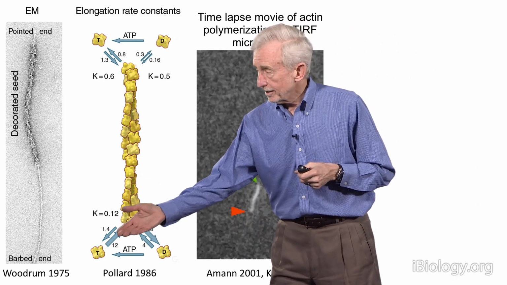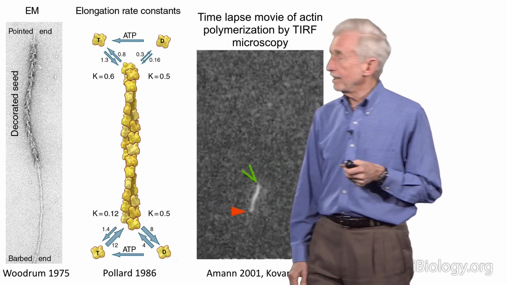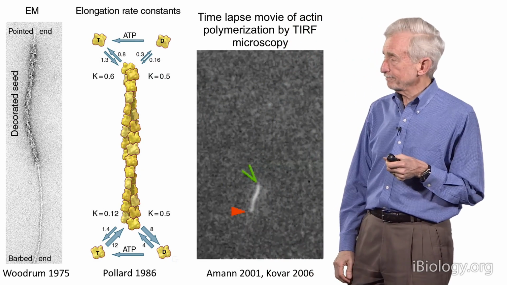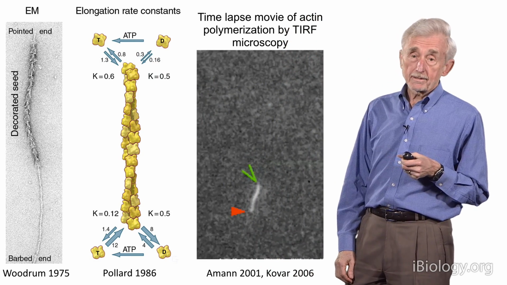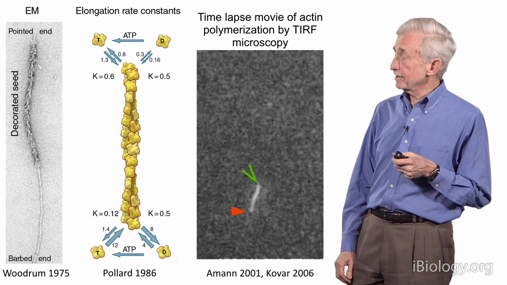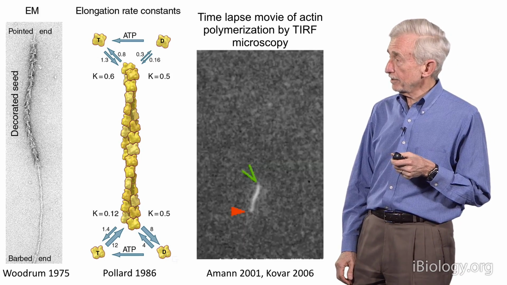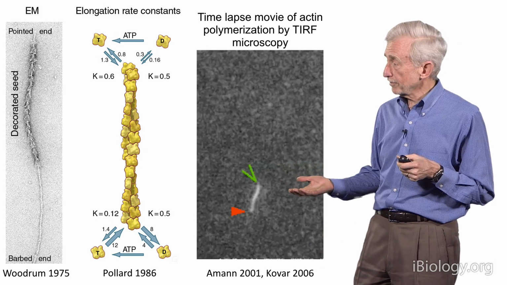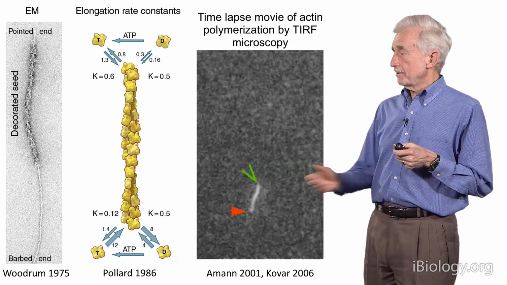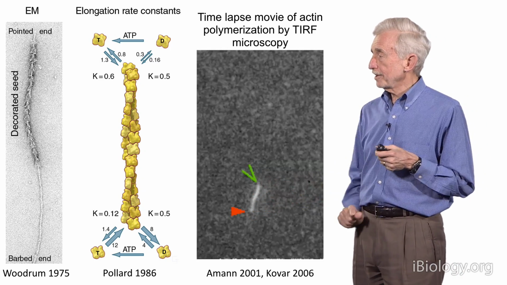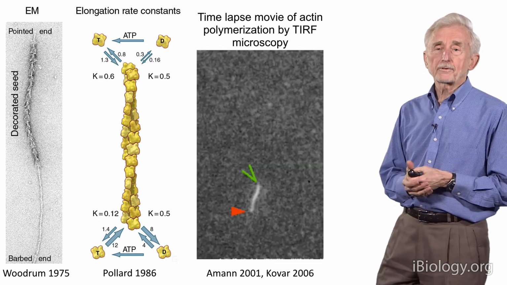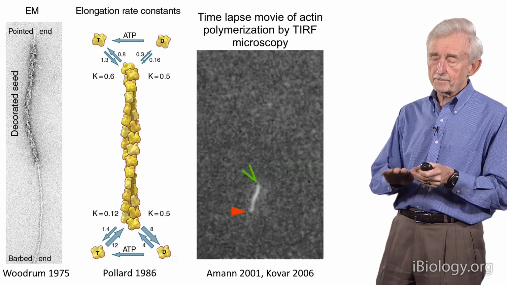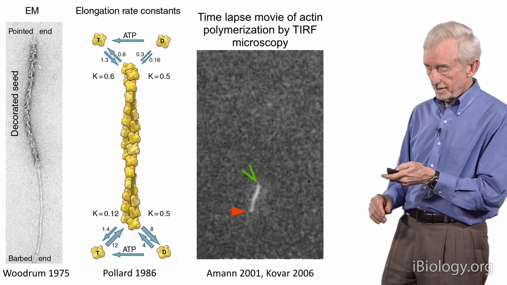The ATP actin adds to the barbed end of the filament much faster than it does to the pointed end of the filament up here. Nowadays, we can actually visualize this very easily by light microscopy using total internal reflection microscopy, shown over here on the right. You can see a small actin filament, and in the buffer there's lots of fluorescent actin molecules as well, but you can't see them because this illumination system only looks at the surface of the slide.